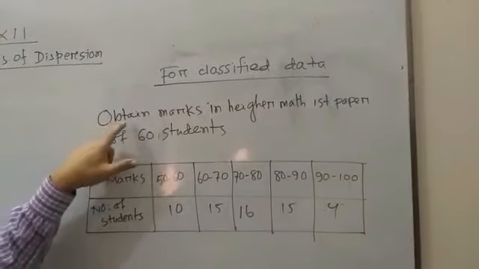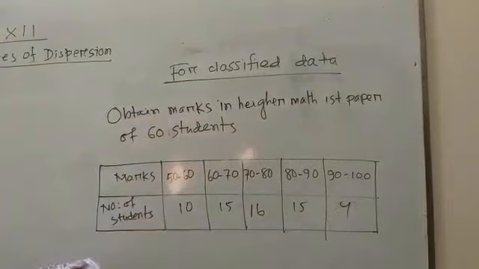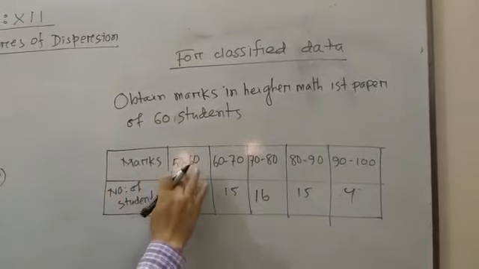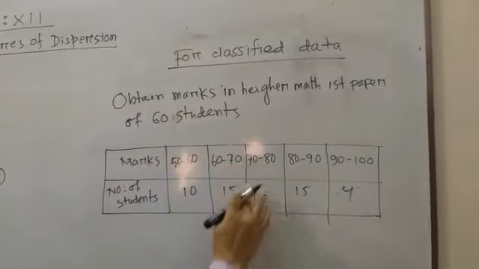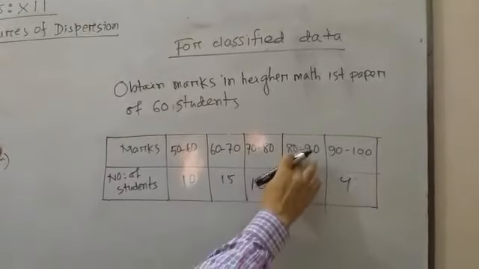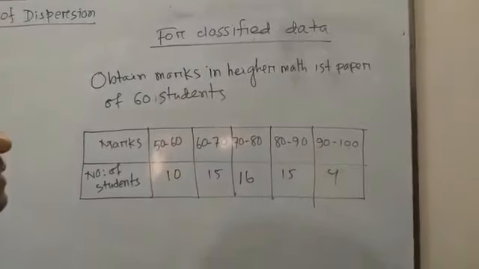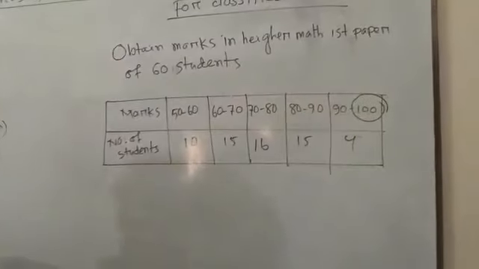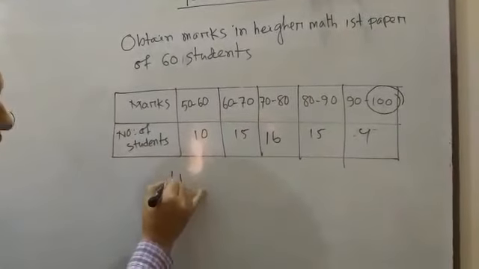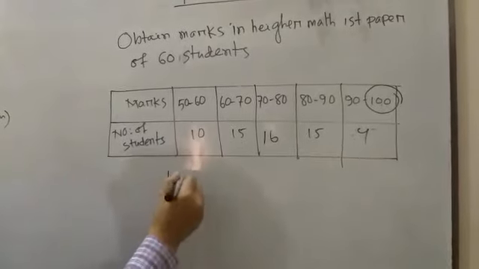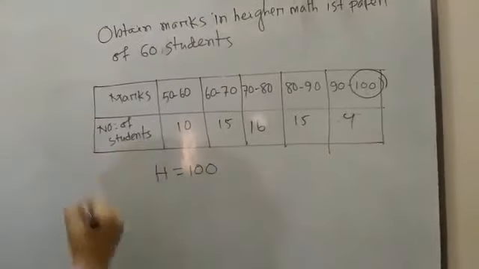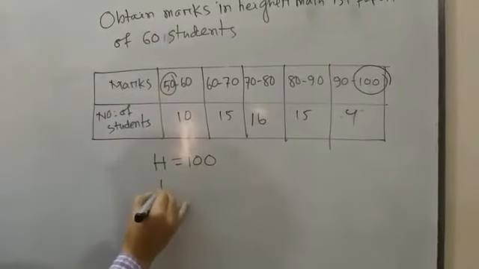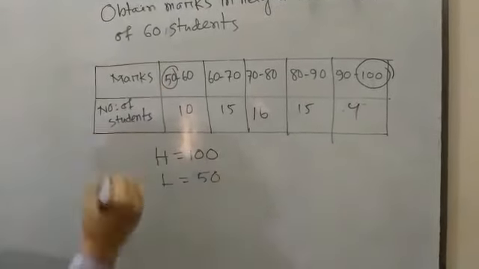Here the obtained marks in higher math first paper of 60 students are given. Marks 50 to 60, 10; 60 to 70, 15; 70 to 80, 16; 80 to 90, 15; 90 to 100, 4. Here the upper limit of a class interval is 100. So let the upper limit of a class interval, denoted by H, equal 100. And the lower limit of a class interval is 50, denoted by L equals 50.